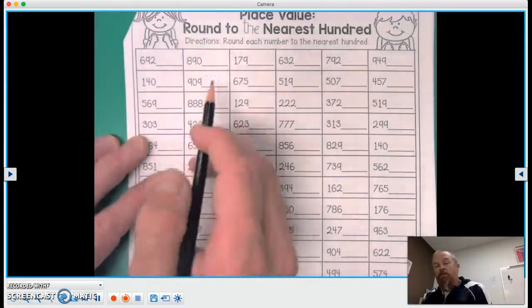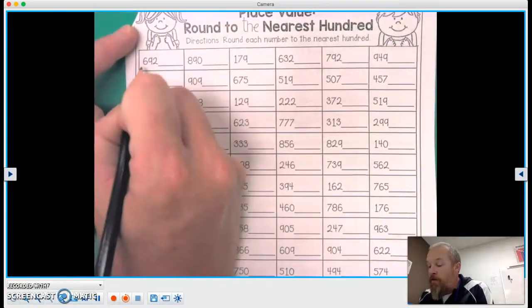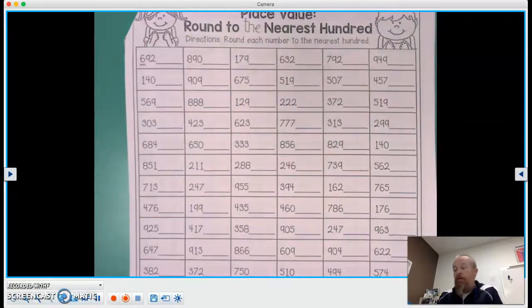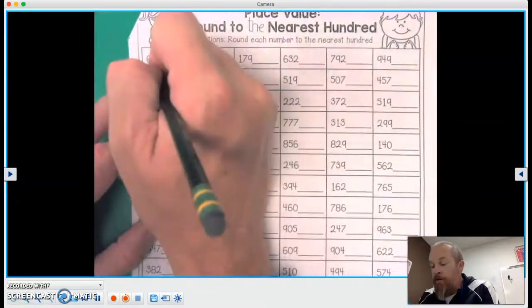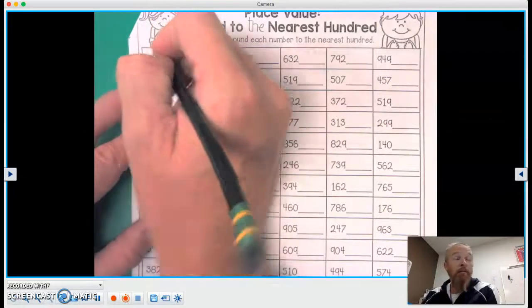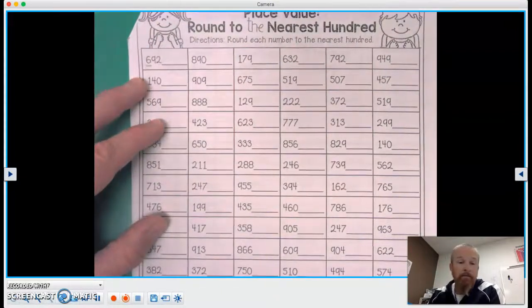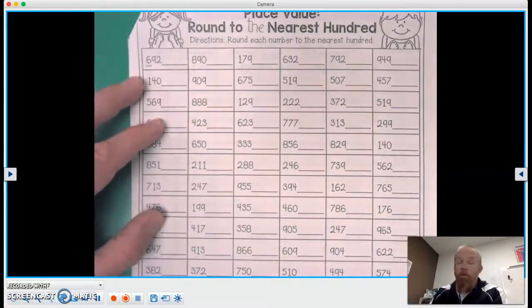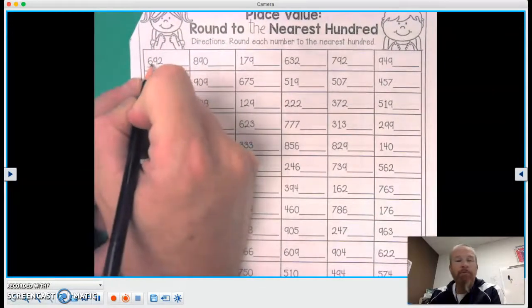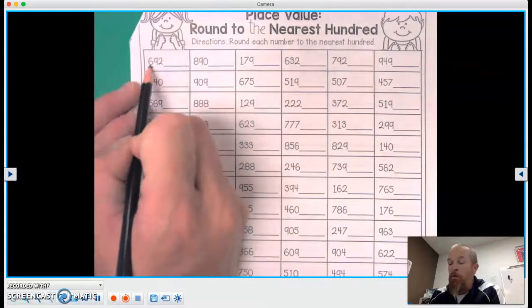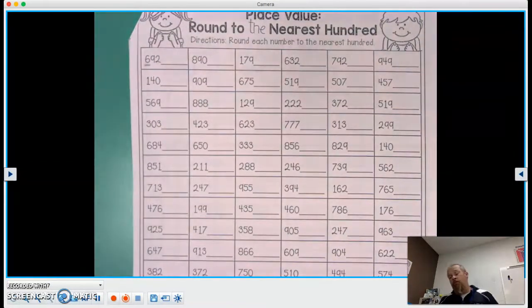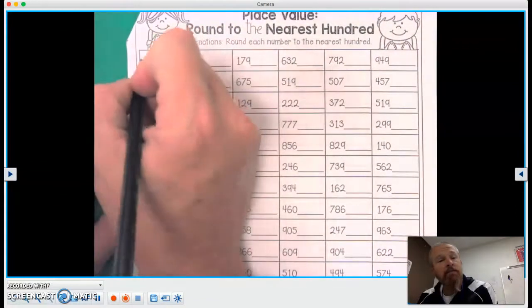So the first thing I'm going to do is locate the nearest hundred. So it says 600 on there, okay? Now, I'm either going to go up to 700 or I'm going to stay at 600. So we're either going to round up or round down. We would not round down to 500. It won't go lower than that 6, okay? So when we do that, next thing is to look next door.